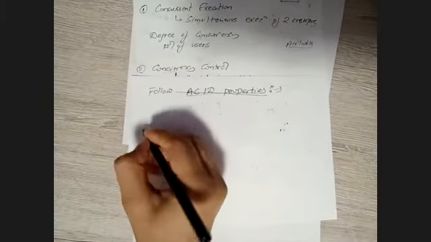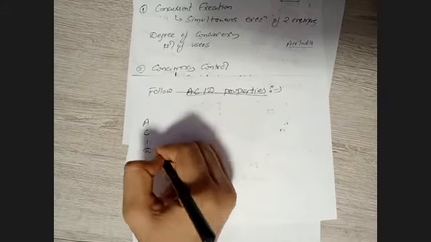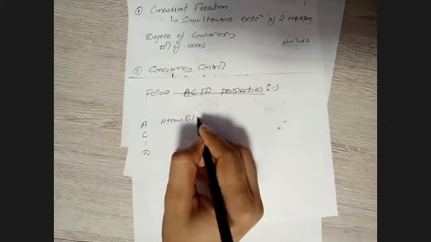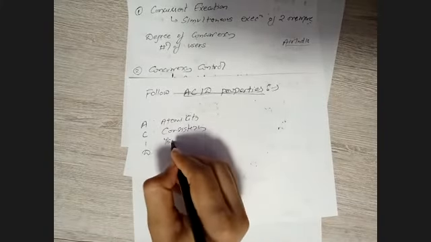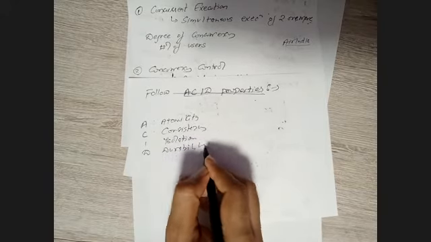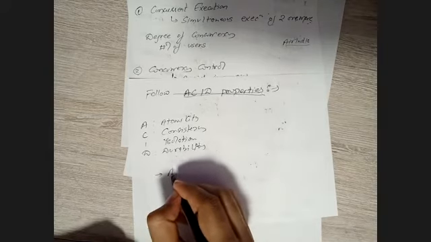So ACID properties, we'll understand about this. These are the acronym, not the full form. ACID stands for atomicity, C is for consistency, I is for isolation, and D is for durability. Right. So we will understand them now one by one. Okay. So first see the atomicity. I think we have seen this.